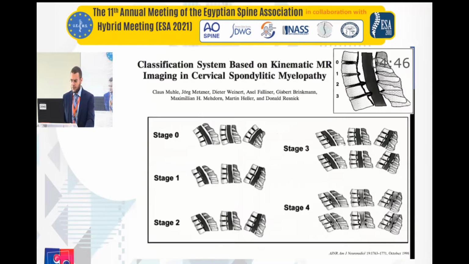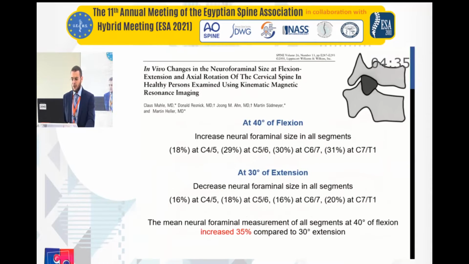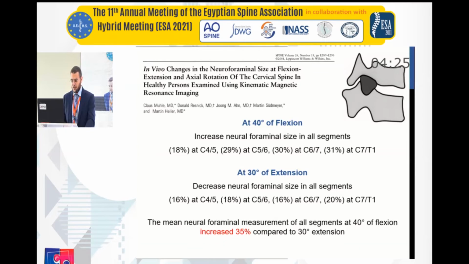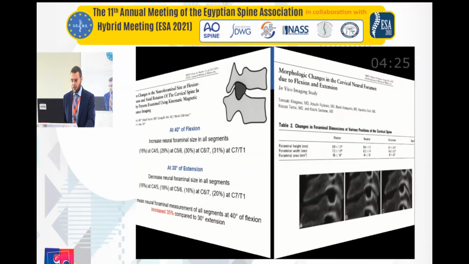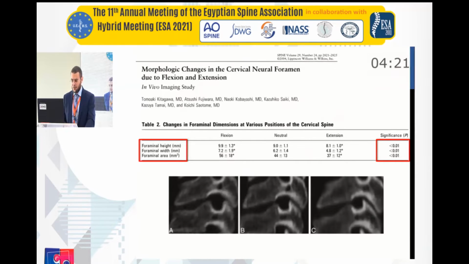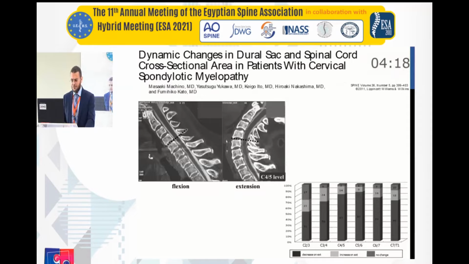This actually started around 1998, with the MRI classification in different positions: flexion, extension, and neutral. Later on, a lot of studies showed the normal physiological changes to the spine and the cord. They show significant change in the foramen with flexion compared to extension. Again, the height and width of the foramen change significantly, as do the spinal canal and the dural sac spaces anterior and posterior to the cord with flexion and extension, especially at the C4-5 and C5-6 levels.